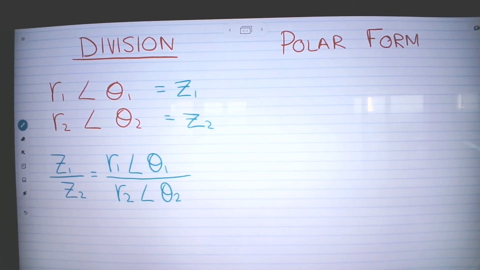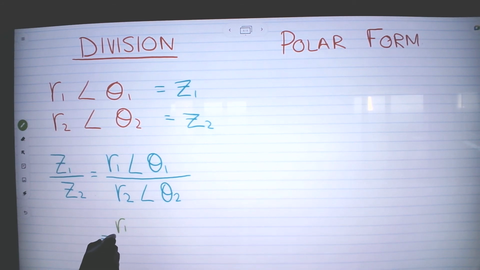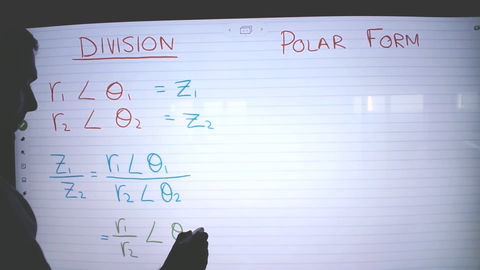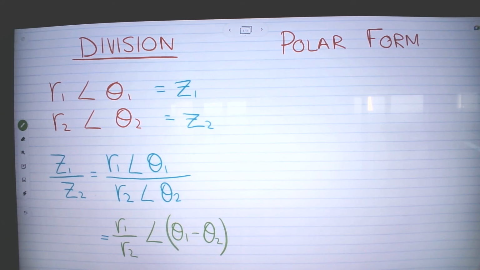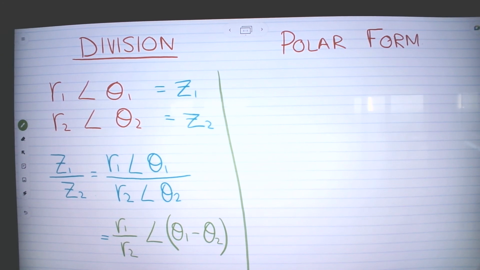But the way we divide is completely opposite to what we did earlier. You just divide r1 over r2, angle, and then you do theta 1 minus theta 2. And that's the answer. That's the formula we need to know.